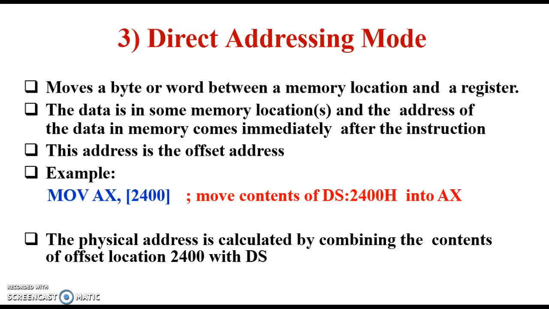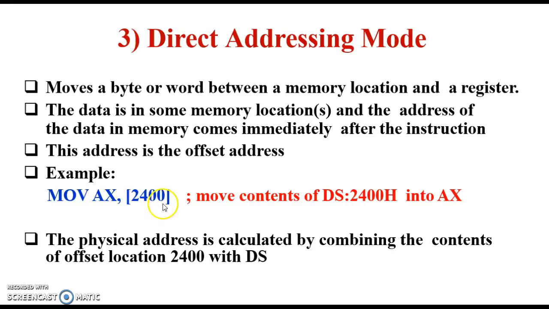The next addressing mode is direct addressing mode. In direct addressing mode, it moves a byte or word between a memory location and a register. In short, the direct memory location address or offset is given with the instruction. This address is an offset address. For example, MOV AX, [2400H], that means it moves the content of DS:2400H into the register AX.